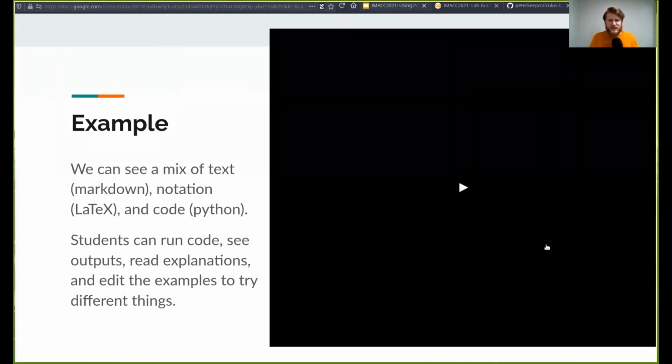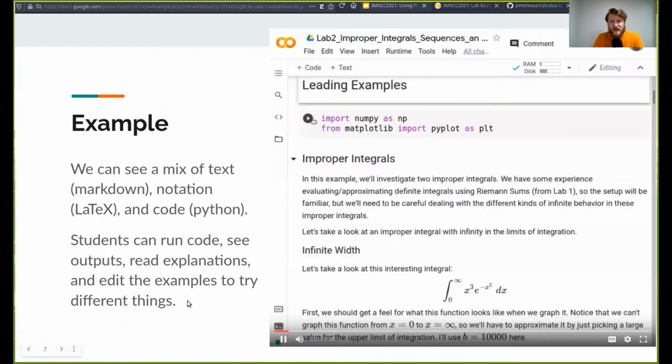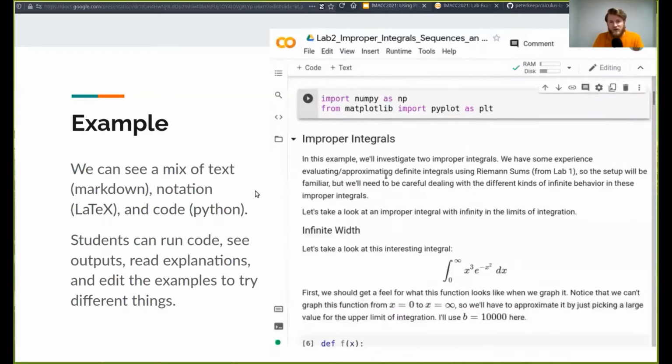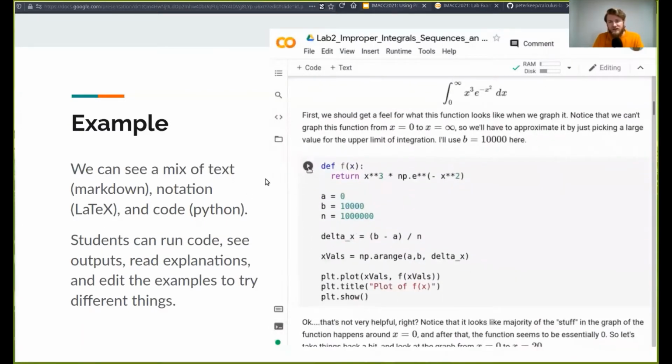This is what it looks like. I've got a little video clip of me just scrolling through it so you can see. So again, you're going to see a mixture of text that's formatted, some notation on there, and then some code chunks. So this is what it looks like. I'll talk as it's going. So here I'm importing some code libraries. You can see I'm introducing how we're going to look at improper integrals.